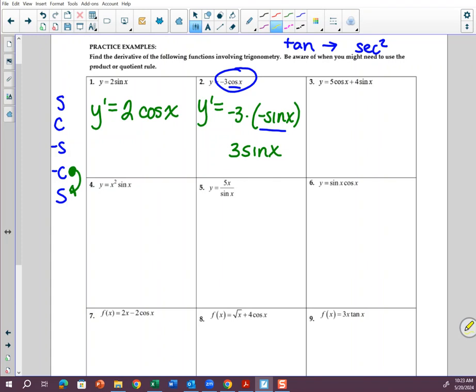Sums and differences of trig functions, treat them individually, just like sums and differences when we had polynomials. Oops, I don't want to write in yellow. Oops, and I don't want to not erase. Okay, so y prime here would be, well, it's a cosine, so the derivative is negative sine. So negative 5 sine x plus 4 cosine x.